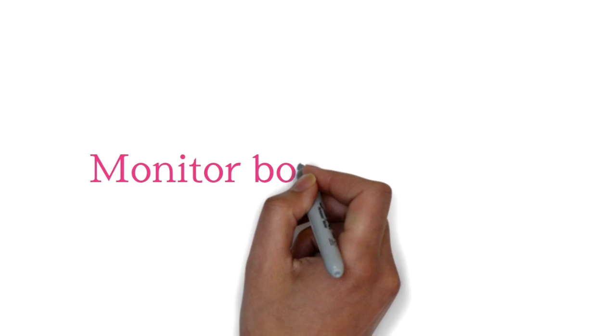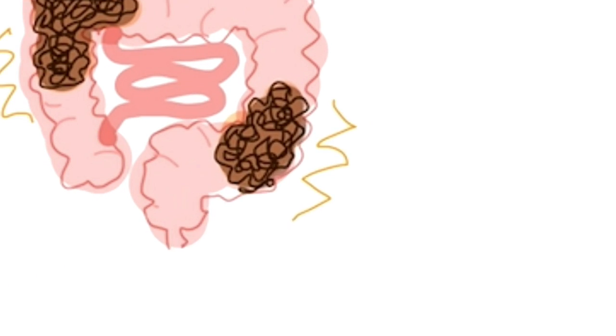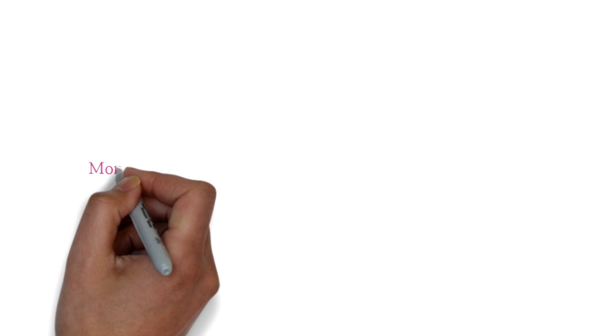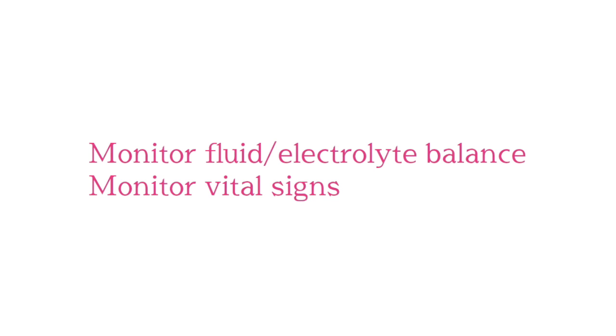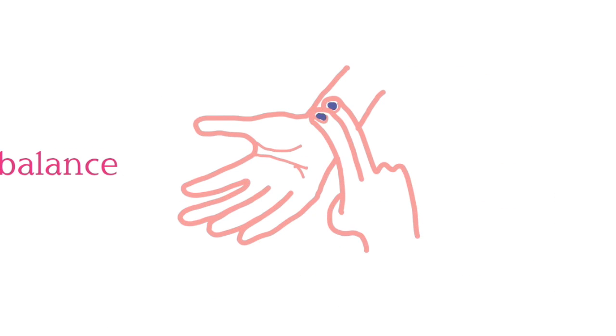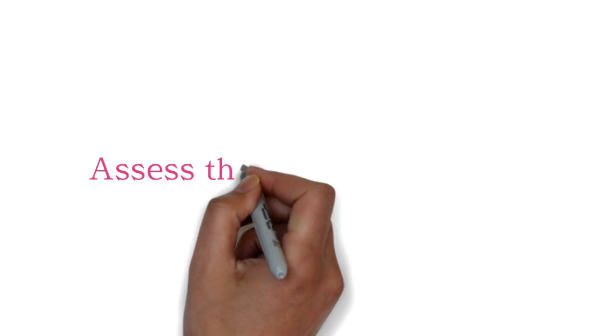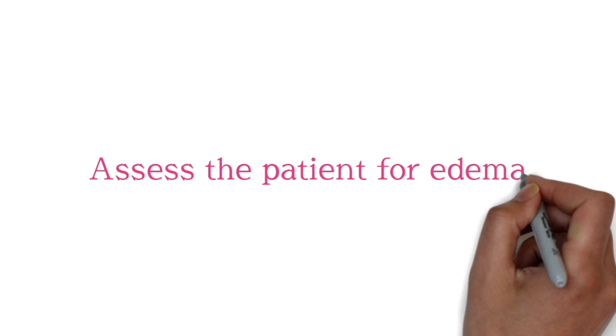It's important to monitor bowel function, monitor EKG until potassium levels are normal, monitor fluid and electrolyte balance, monitor vital signs, assess the patient for edema, and check the diet intake of potassium. It's also important to note to not mix Kayexalate powder in foods that are high in potassium content like bananas or orange juice.